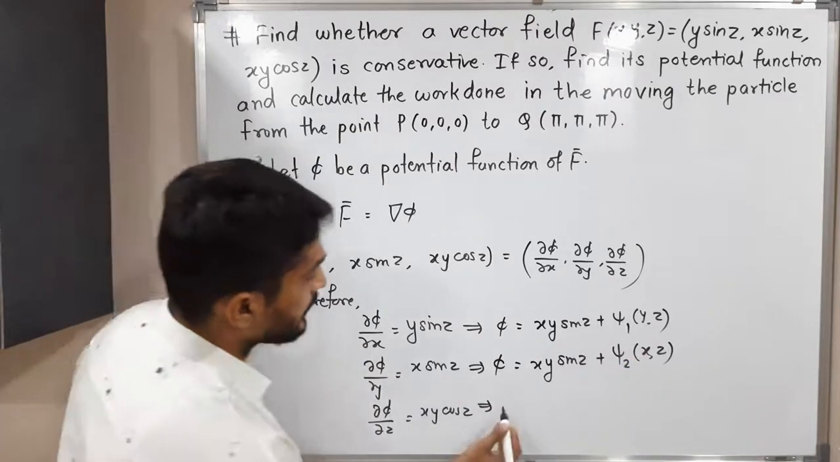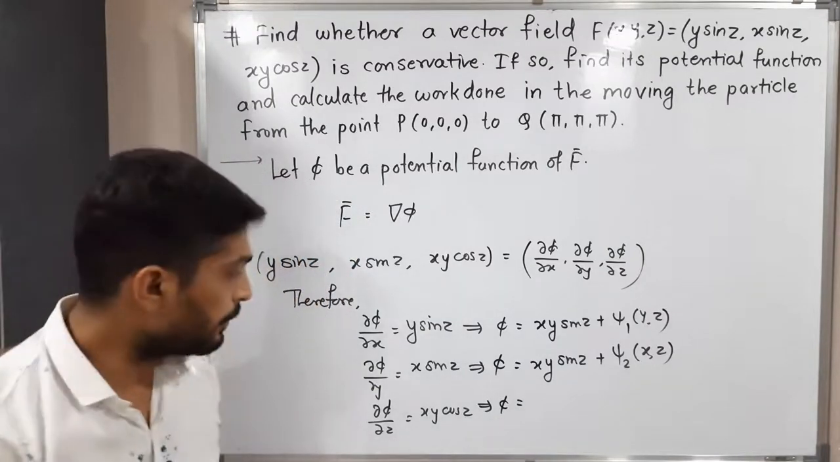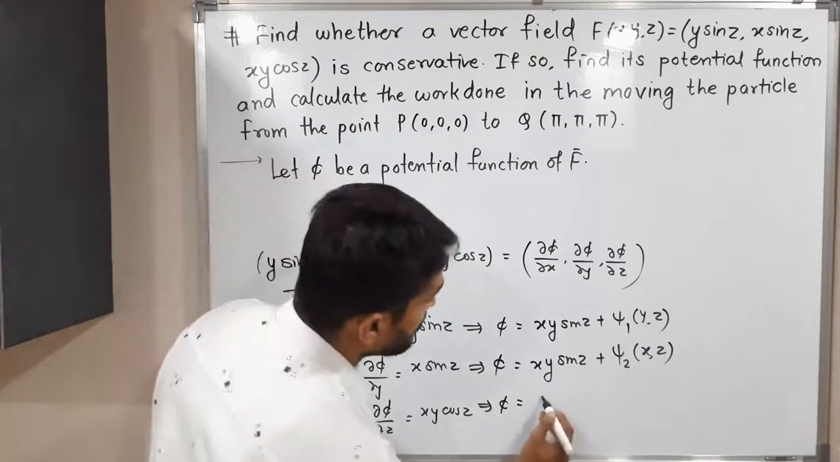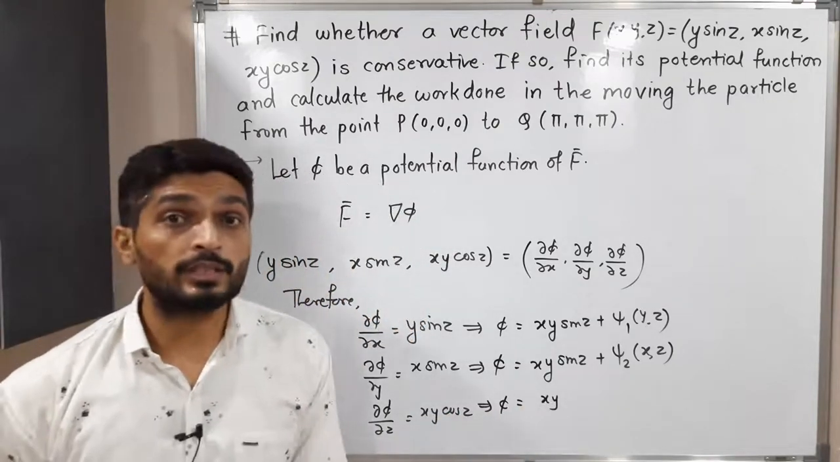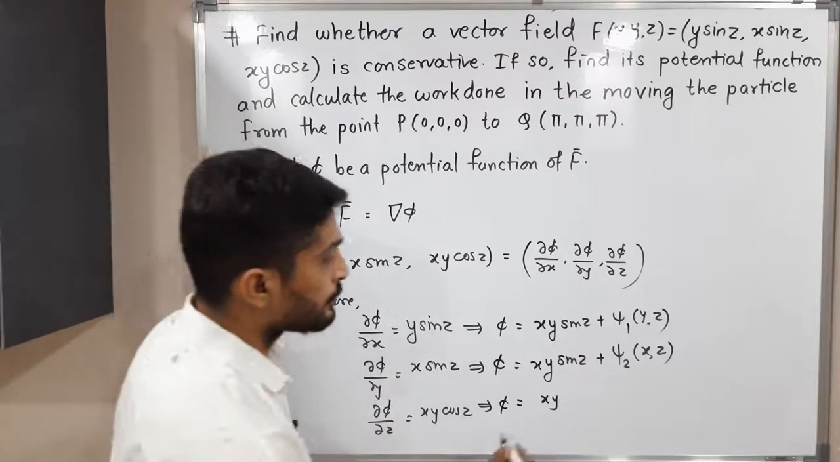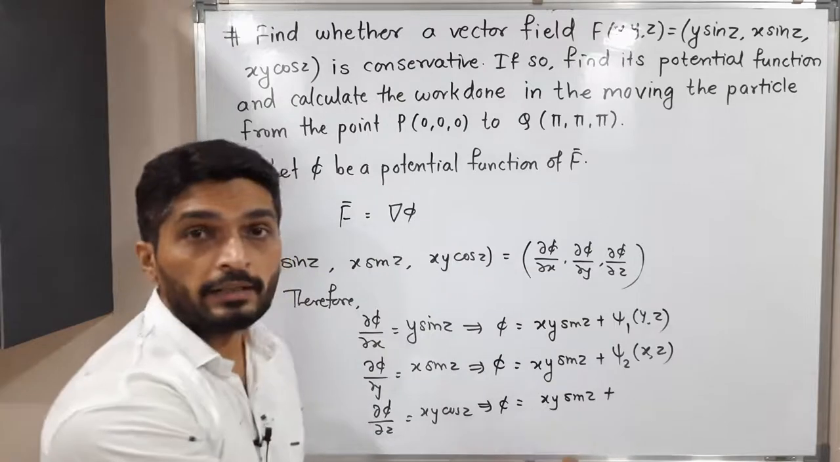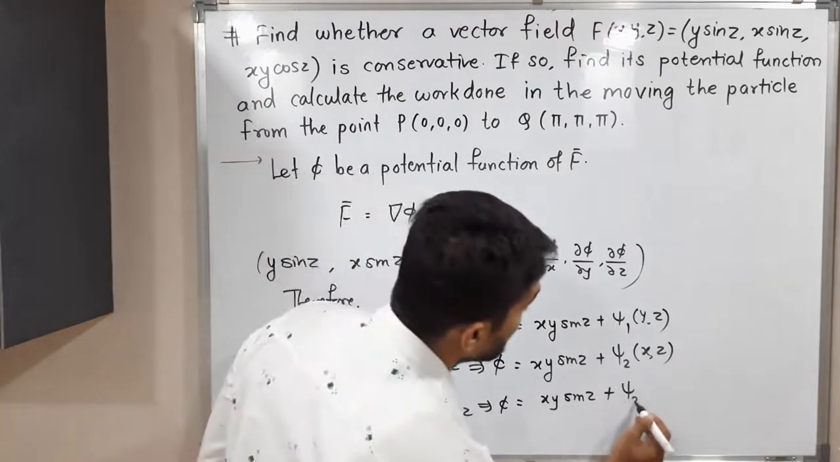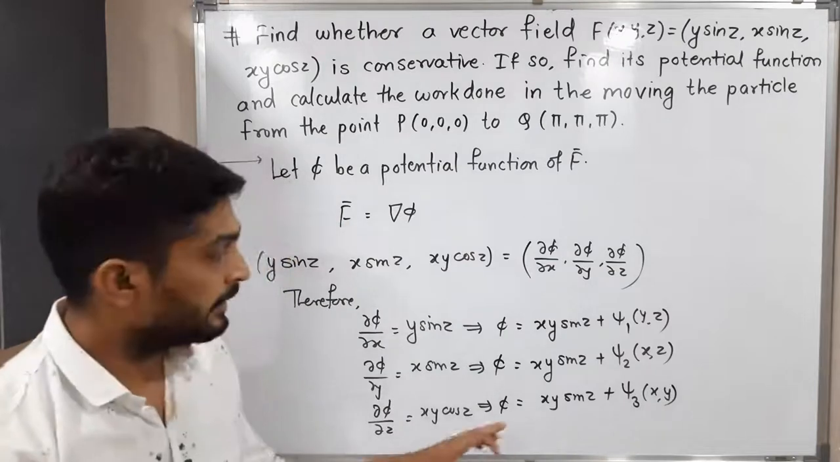Let us go further. This is a derivative with respect to z. Obviously, I should integrate with respect to z now. x, y are constant, so I should write them as it is. Integration of cos z with respect to z is sin z. So I should write here sin z. Can you tell me what I have to write there? Yes, now we have to write psi 3 of xy, since x and y are constant for the last integral.